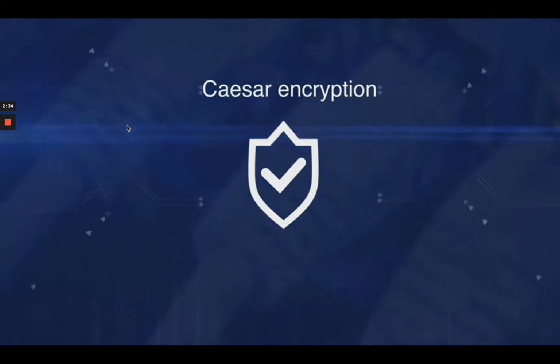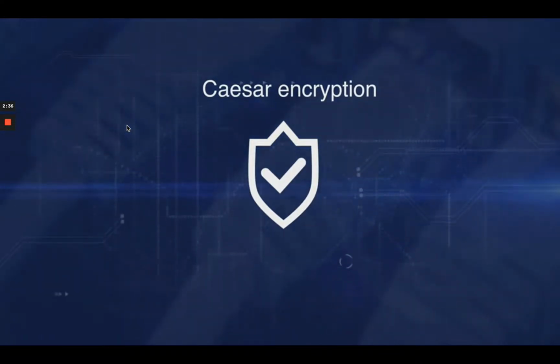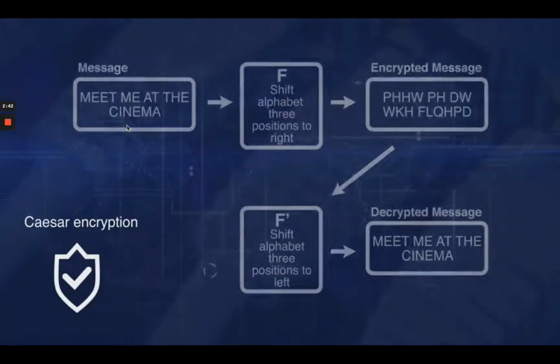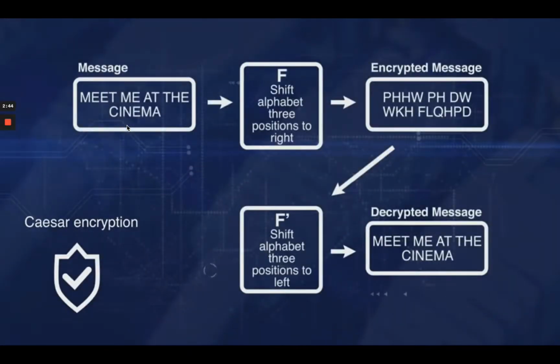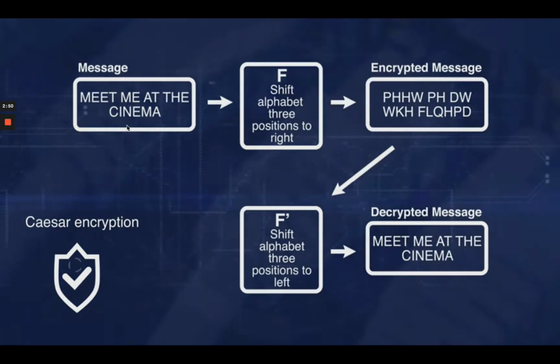The same key is used for encryption and decryption, so it is called symmetric key. Example: Caesar encryption is the simplest one, where the alphabets of a message are shifted by a fixed number, and this number is called the key. In this example, f is a function defined by shifting an alphabet by 3. Consider "meet me at the cinema."